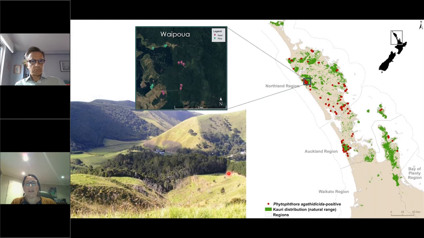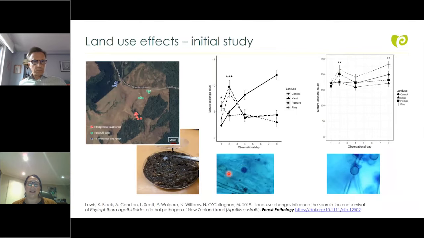And I should say that this study is a new kind of study that was done in collaboration with the traditional landowners. In New Zealand, we have a lot of forestry owned by the indigenous community and traditional landowners, and this was done in partnership with them. The initial study, which preempted the work in this paper, was looking at the land use effects.